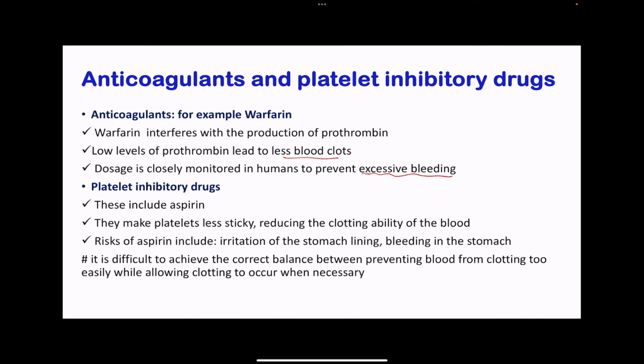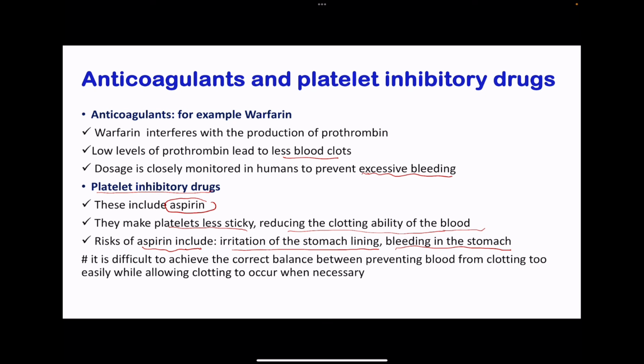The other ones are platelet inhibitory drugs. These include aspirin. They make platelets less sticky, reducing the clotting ability of the blood. So for people who have higher risks of formation of blood clots that could lead to other complications like CVD and so on by sticking in the blood vessels, that could be minimized. Since we looked at aspirin as the example, we have to look at the risks of aspirin. These include irritation of the stomach lining as well as bleeding within the stomach. Again, this bleeding is because there is reduction in clotting ability of the blood.